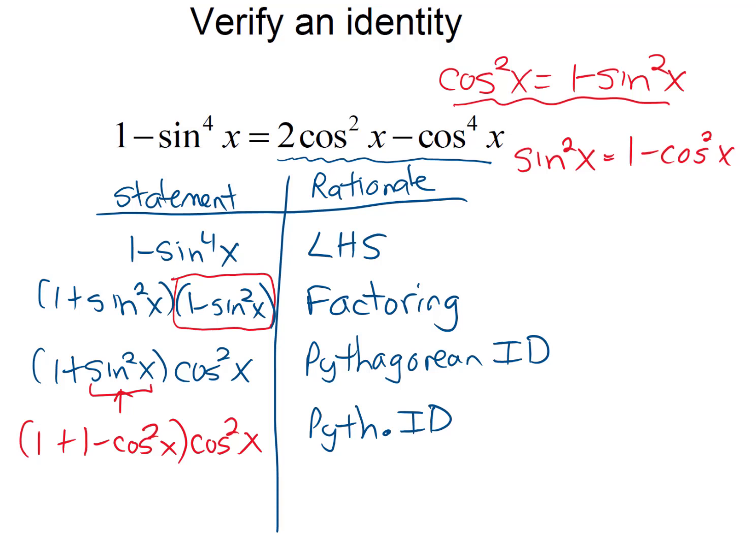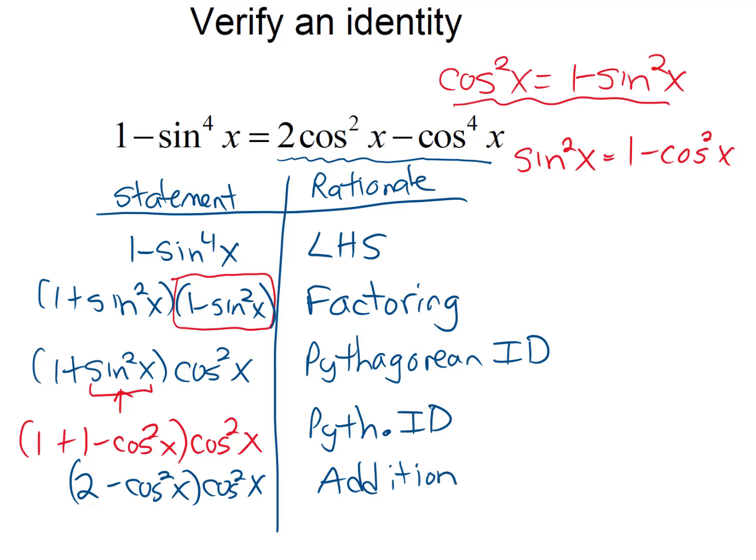Okay, so then I'm going to simplify. The 1 plus 1 is just going to give me 2 minus cosine squared x, and then we still have this cosine squared x, and all I did there was addition. I just added those two together.